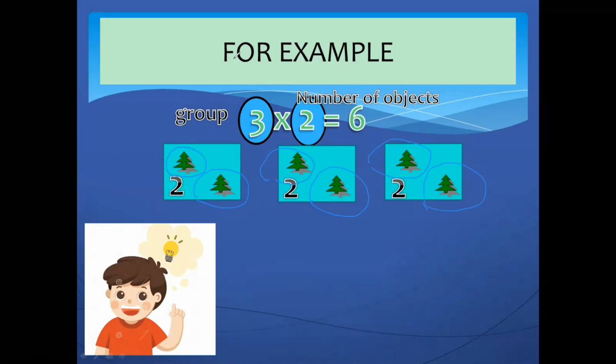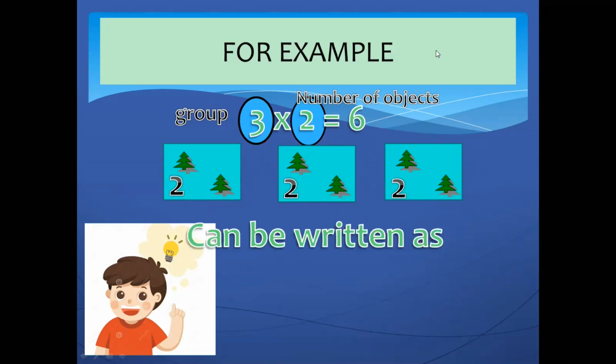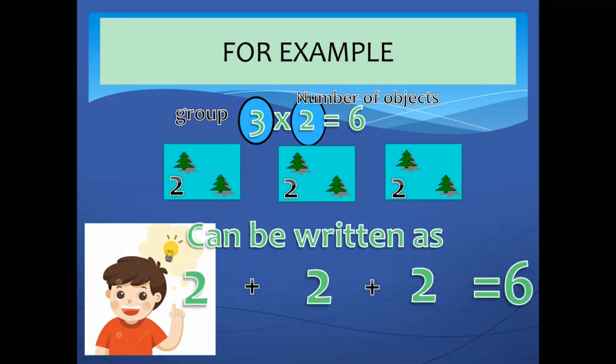So, as I said earlier, multiplication is the repeated addition. When we say 3 times 2, we just add the 2 three times. So 2 plus 2 plus 2 equals 6, the same as 3 times 2 equals 6. Okay, let's proceed. It can also be written as 2 plus 2 plus 2 equals 6.